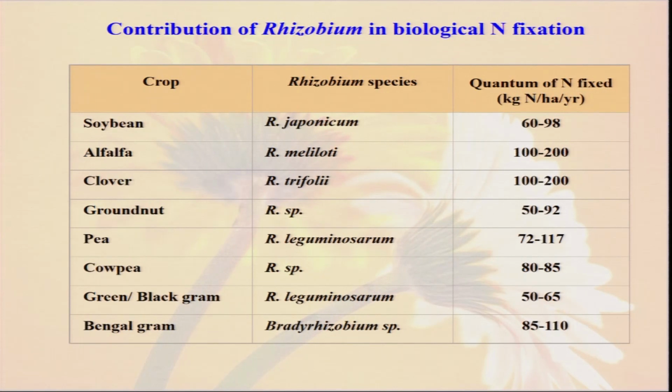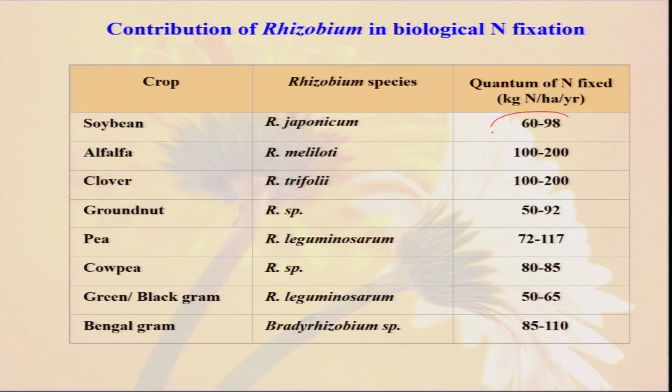So, what is the contribution of the rhizobium in the nitrogen fixation? These generally vary crop to crop, species to species, location to location, soil organic carbon content, amount of nitrogen given, and whether it is drought condition or flooded condition or optimum soil moisture condition. Whatever the average we have worked out and estimated over the world, a soybean can produce 60 to 98 kilo per hectare, while alfalfa or clover can fix up to 200 kilo nitrogen, that is more than 450 kilo of urea.